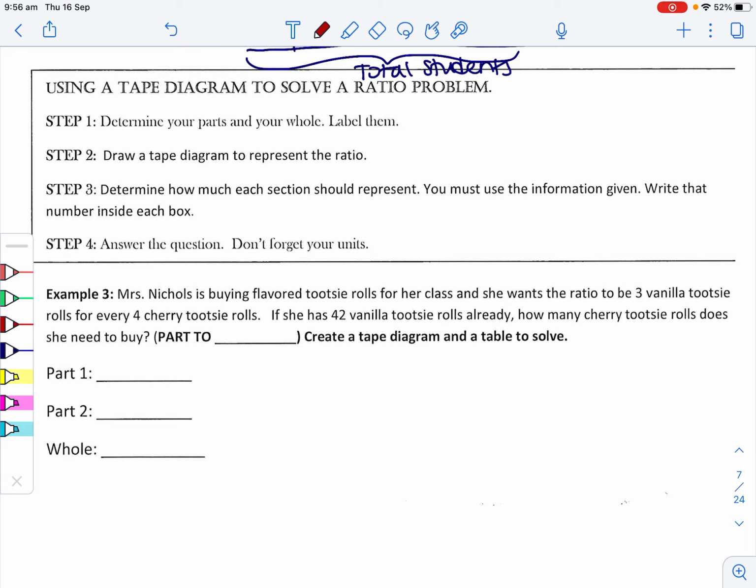So example 3 says Mrs. Nichols is buying flavored Tootsie Rolls for her class, and she wants the ratio to be 3 vanilla Tootsie Rolls for every 4 cherry Tootsie Rolls. So here's one of my parts, here's the other part, and my whole is going to be the total number of Tootsie Rolls. So I've got vanilla and cherry, and then I'm going to have total Tootsie Rolls.